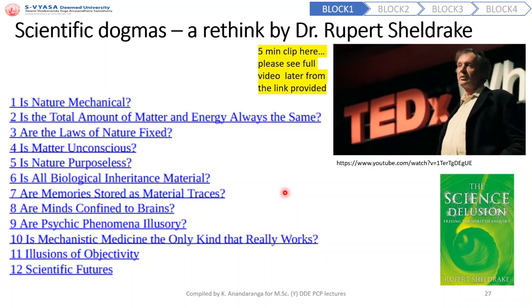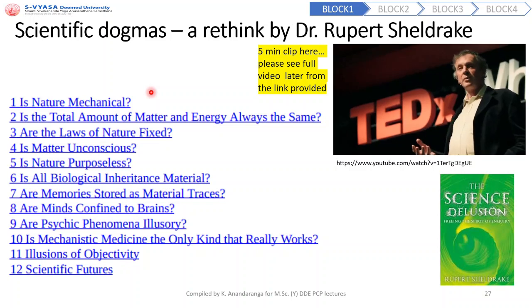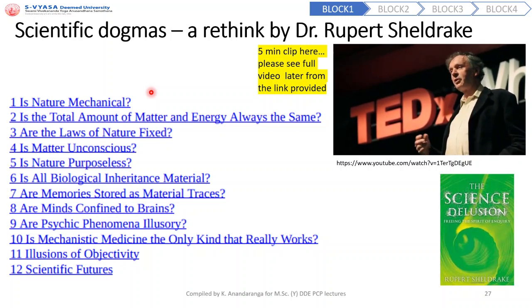What I do in my book, The Science Delusion, which is called Science Set Free in the United States, is take the 10 dogmas or assumptions of science and turn them into questions, seeing how well they stand up if you look at them scientifically. None of them stand up very well. What I'm going to do is first run through what these 10 dogmas are, and then I'll only have time to discuss one or two of them in a bit more detail.